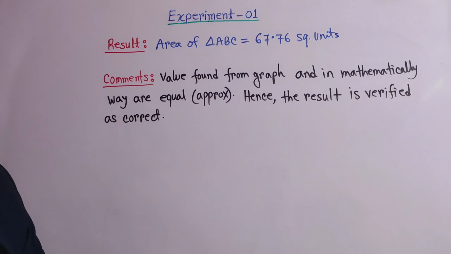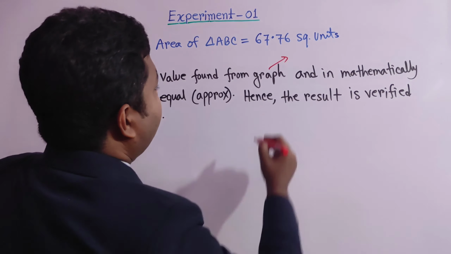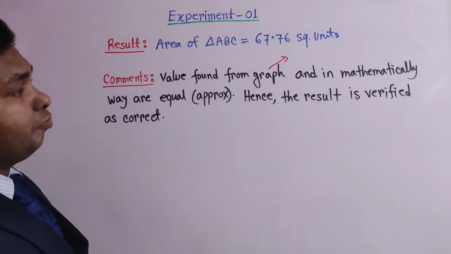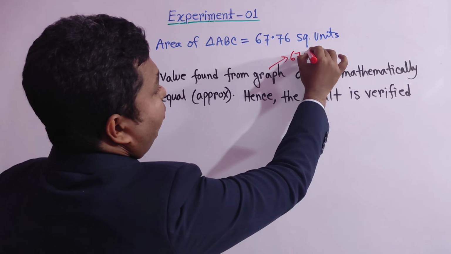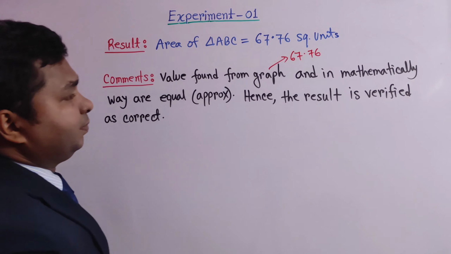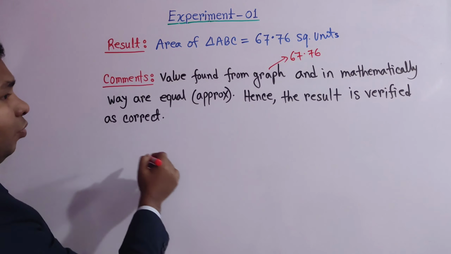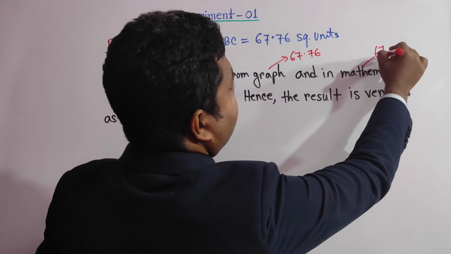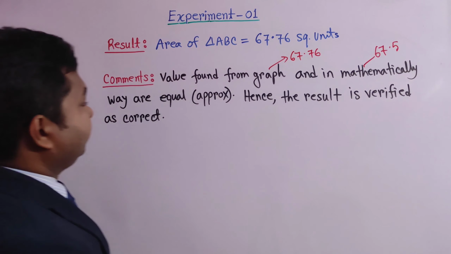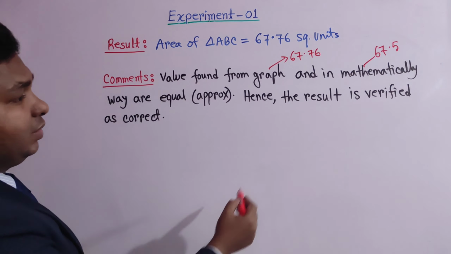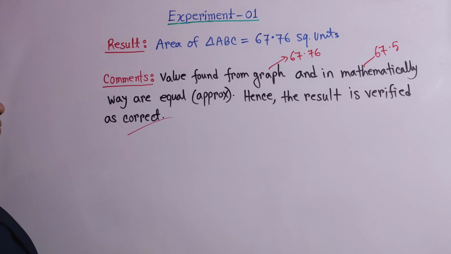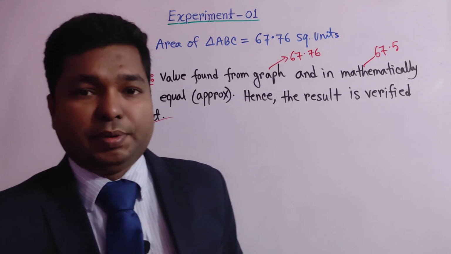Value found from graph. Here we get the value of the area of triangle ABC from the graph is 67.76 square units, and in mathematical way it was 67.5 square unit, which are approximately equal. Hence, the result is verified as correct. So this is our first experiment.